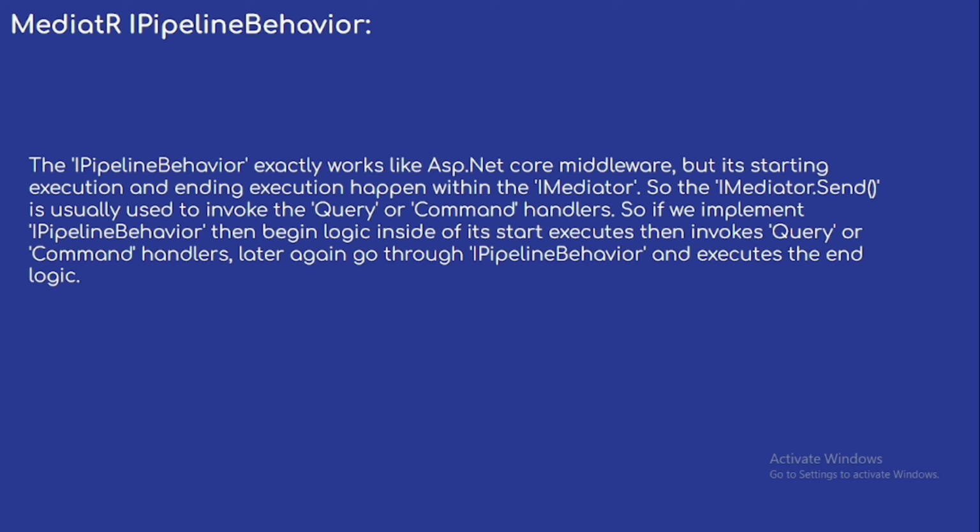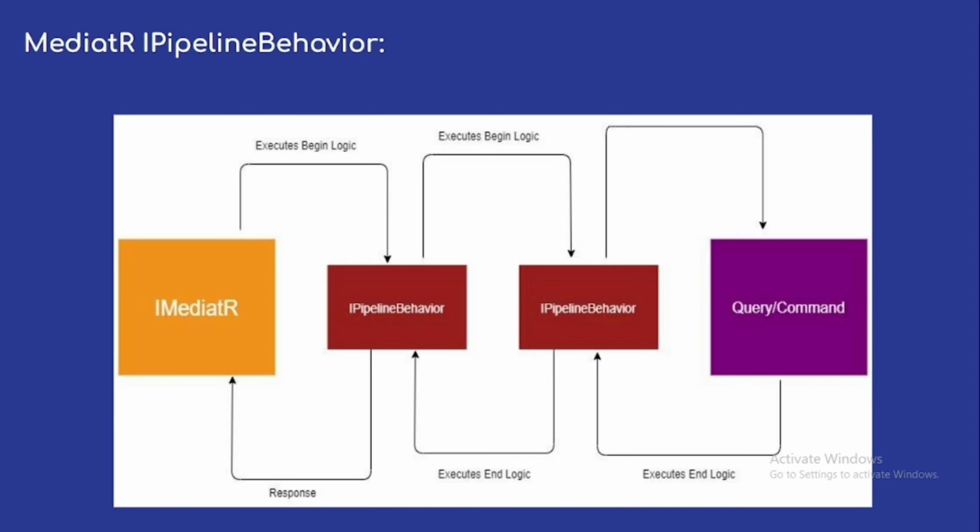Okay. Basically, a pipeline contains two sections of code. Okay. One section executes before executing the query or command, and another section executes after the completion of the query or command execution. Okay. So this is the diagrammatic representation.